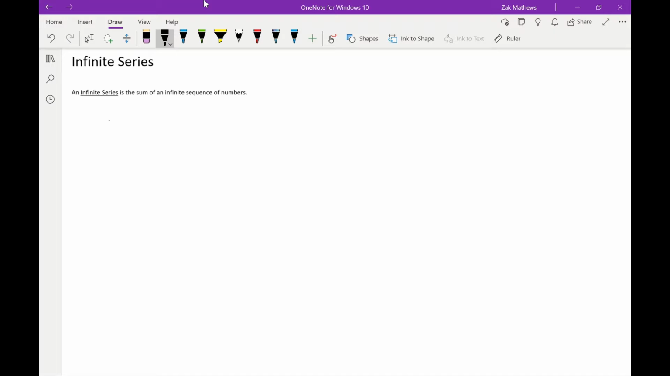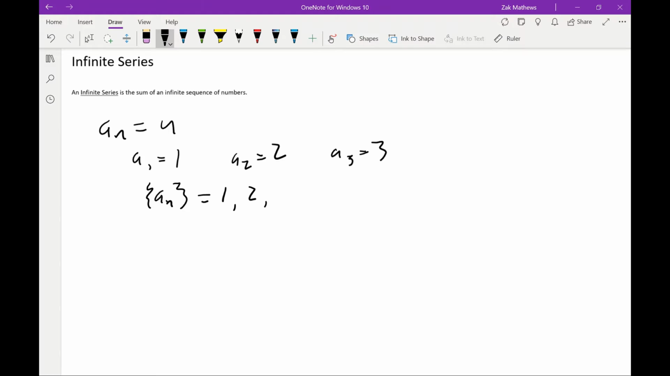So again, remember we defined a formula for a sequence, say just a simple thing like a_n equals n. Well then, a1 is equal to 1, a2 is equal to 2, a3 is equal to 3, and so we could write this sequence as 1, 2, 3, and just keep going. Now what we're saying is, let's build a series. Let's put sums between these now. Let's add them.